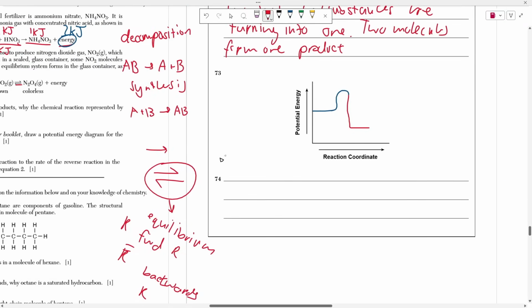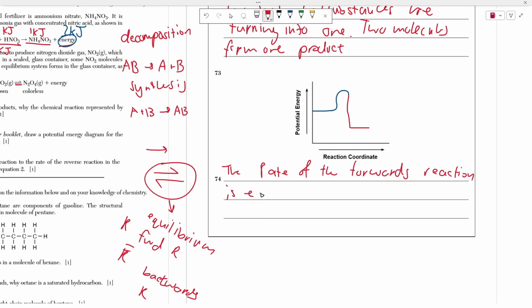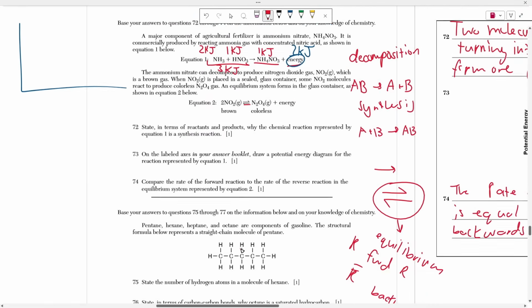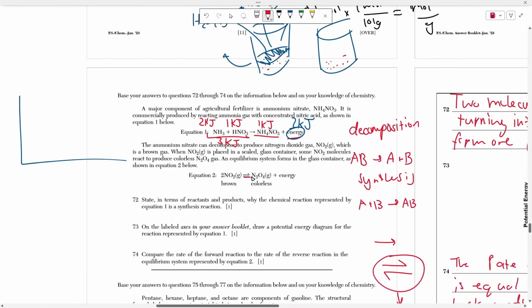So all we have to do here is say that the rate of the forwards reaction is equal to the rate of the backwards reaction. Again, the reaction is going both ways. This 2NO2 is turning into N2O4 plus energy, and at the same time, this N2O4 plus the energy that's released is turning back into this gas right here. So it's going to the right, but at the same time, it's going to the left.